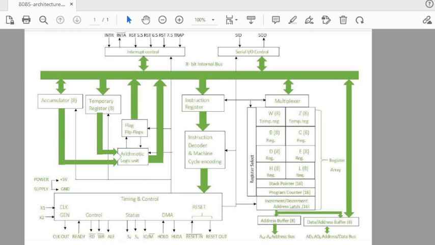S0, S1 are the status signals. These represent the state of a particular microprocessor, that is, in which state the microprocessor is working.